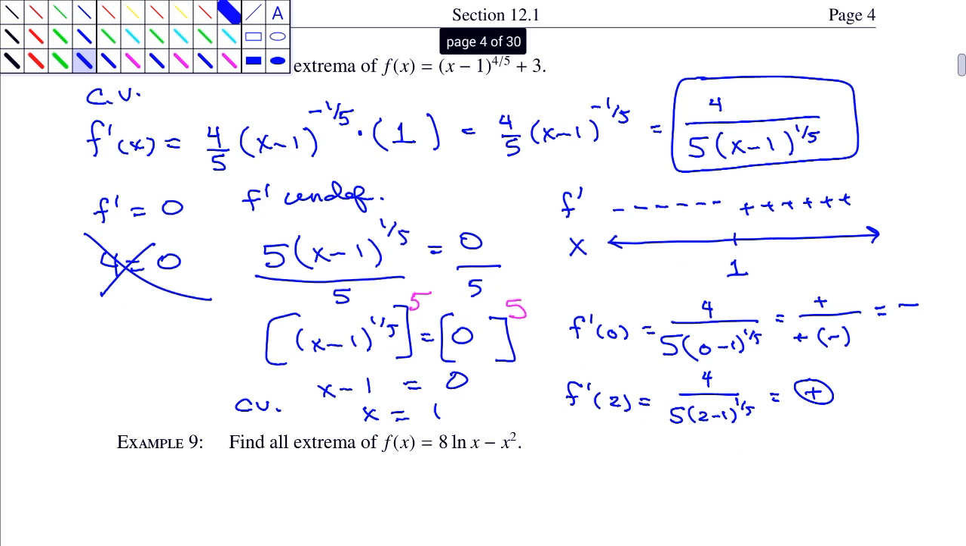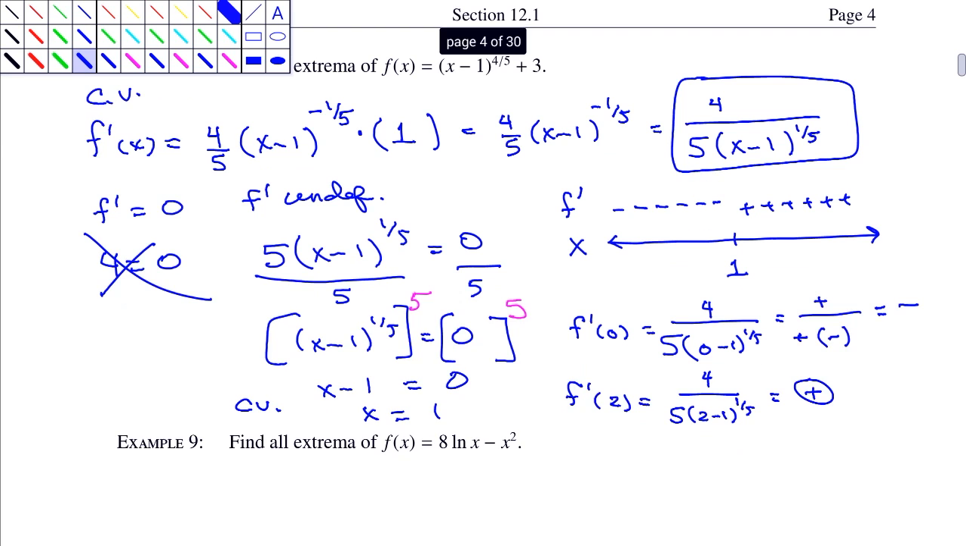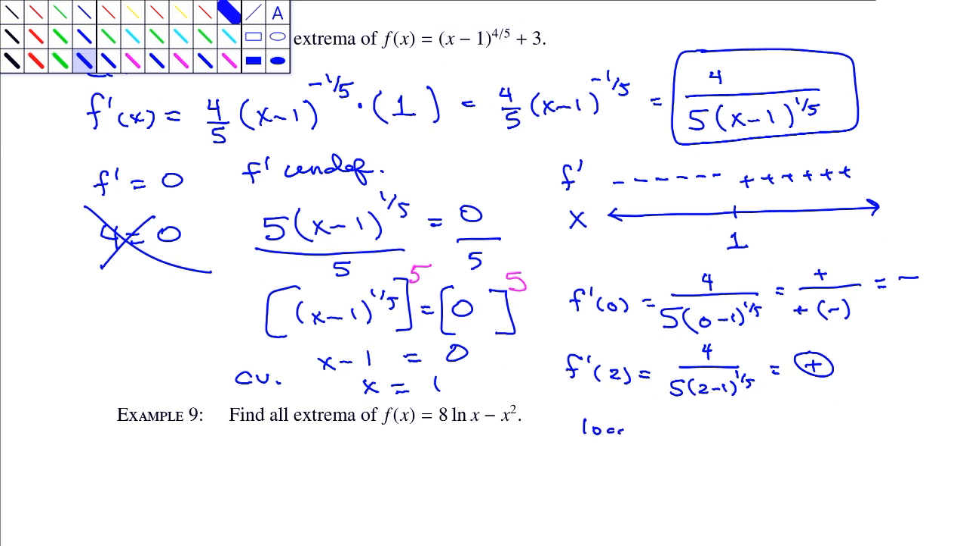So what extreme value do we have? Do we have a local minimum or do we have a local maximum? We have a local minimum because we have decreasing followed by increasing. So we have a local min at x equals 1, and then we plug in the 1. If you plug in 1, you get 3. 1 minus 1 is 0, 0 to the 4/5 is 0, plus 3 is 3.